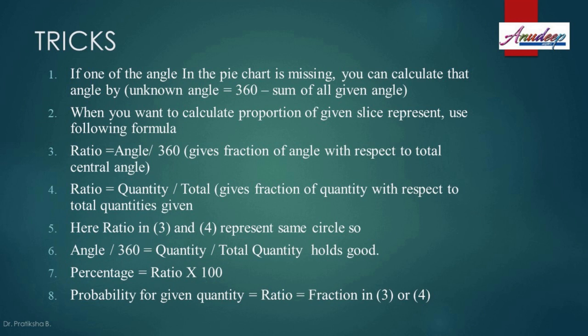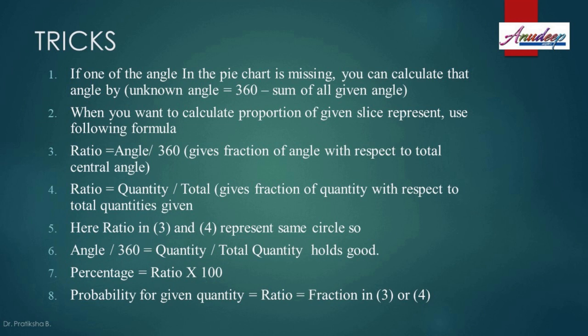I would like to suggest a few tricks when you are attempting problems on pie charts. If in the given figure one of the angles is unknown, you can figure out that unknown angle. It will be 360 minus the sum of all the given angles.